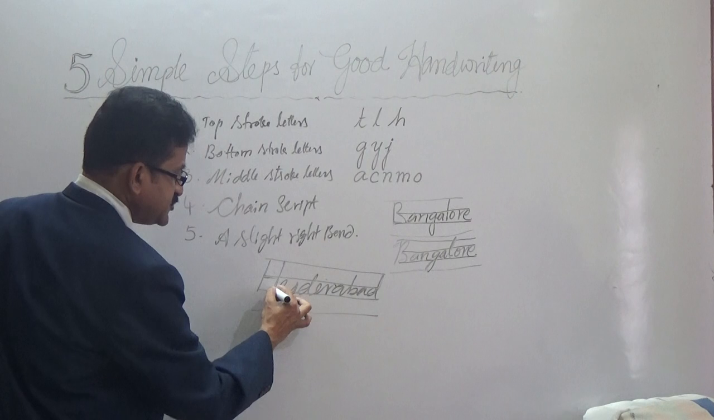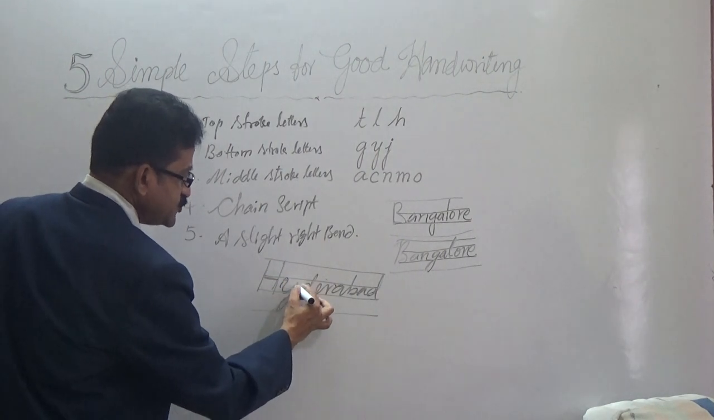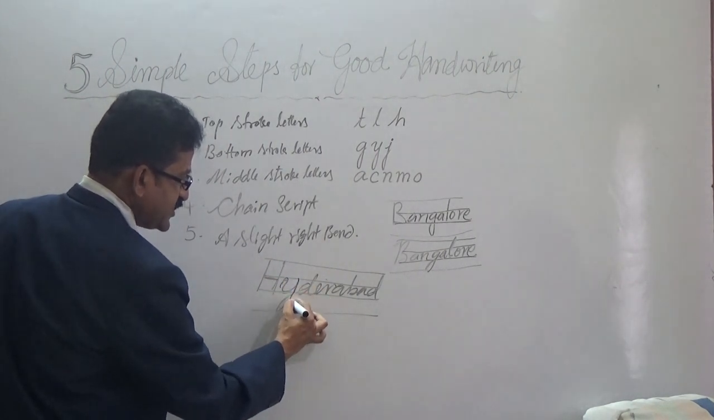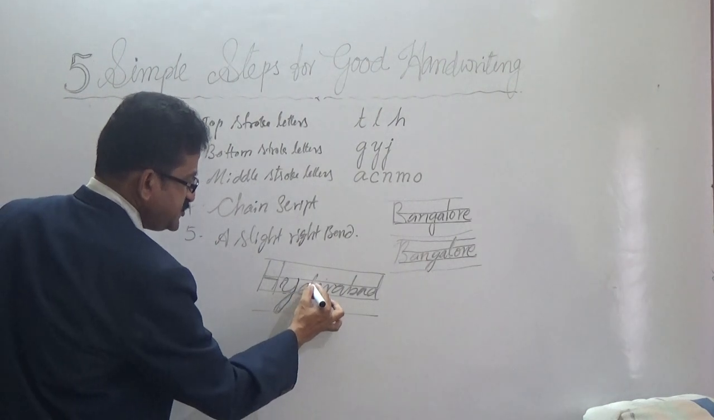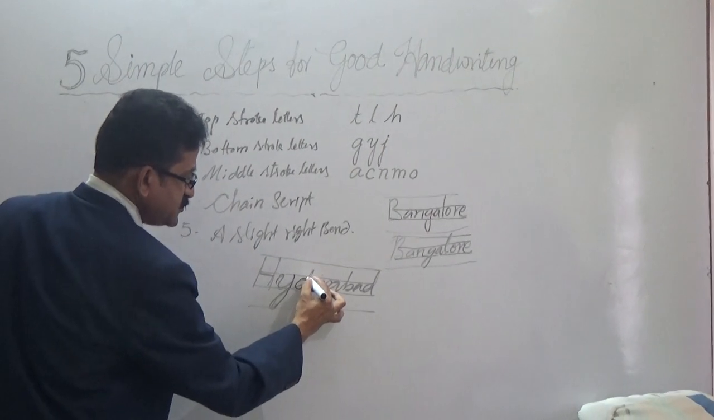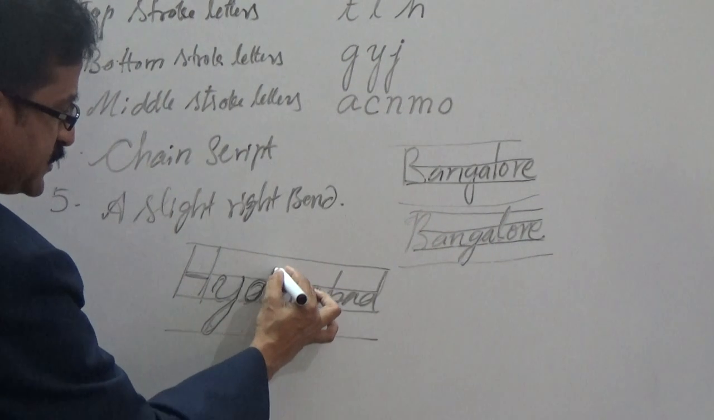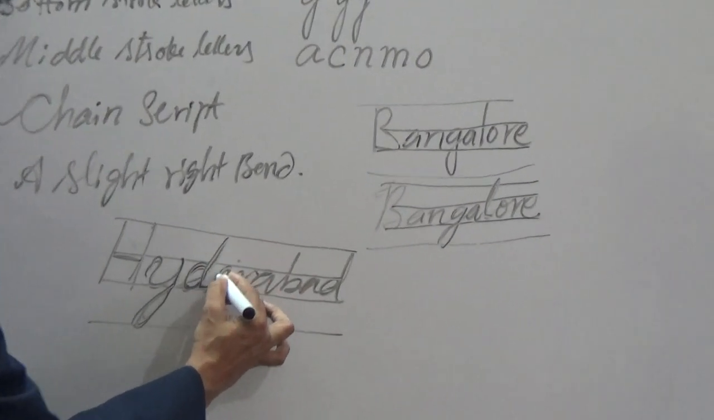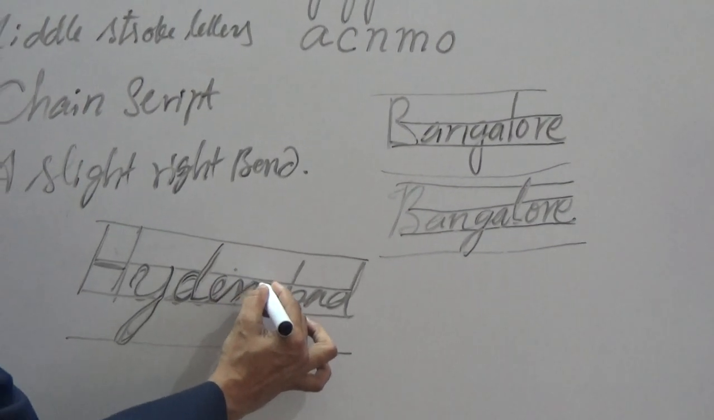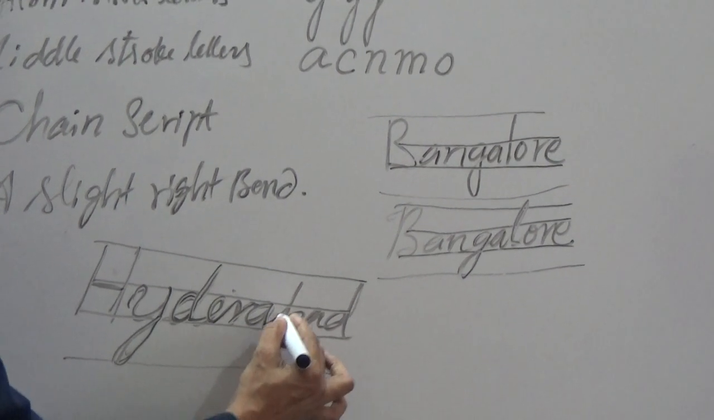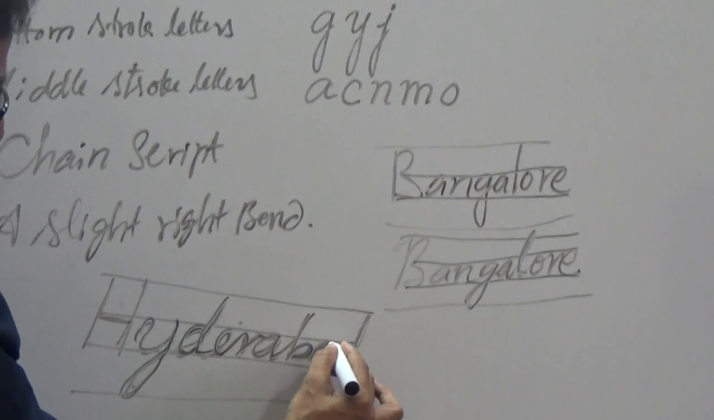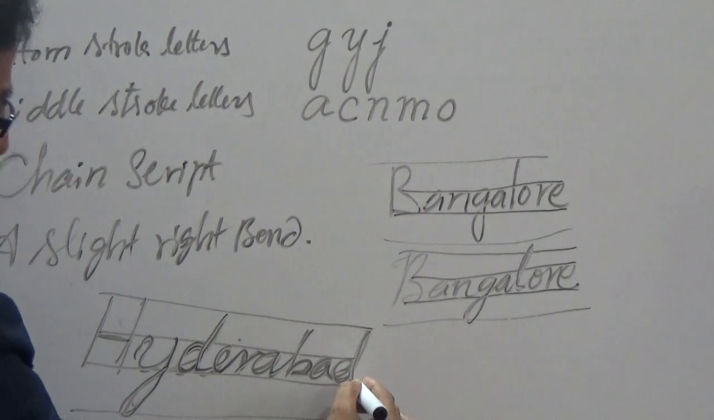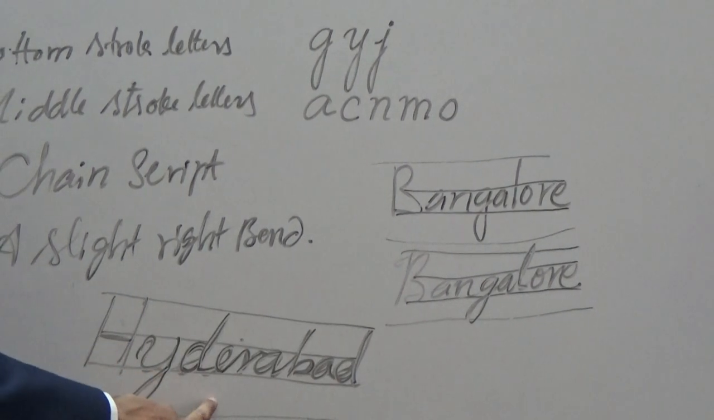It is the capital letter. And this part should be in between these 2 lines and the bottom stroke. D, see, like this. This should be within 2 lines and top stroke like that. This is in the middle. This is in the middle. This is in the middle. This is top stroke. Again in the middle. Top stroke. See how nice it looks?